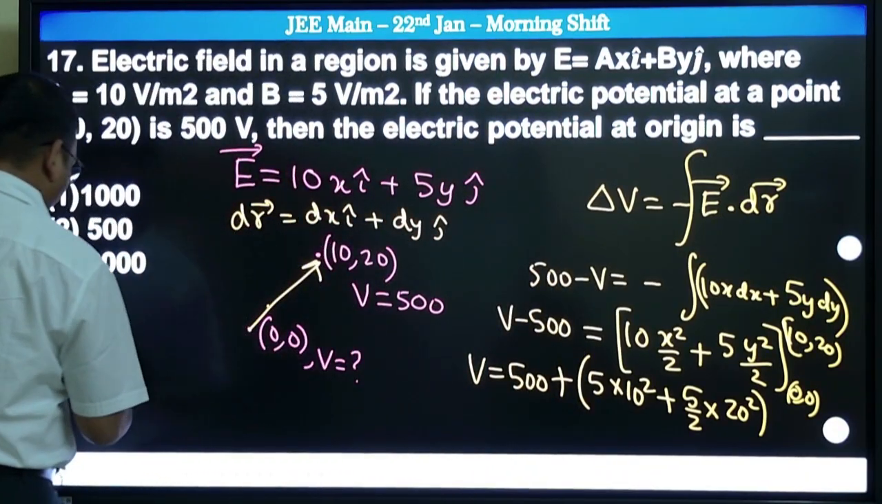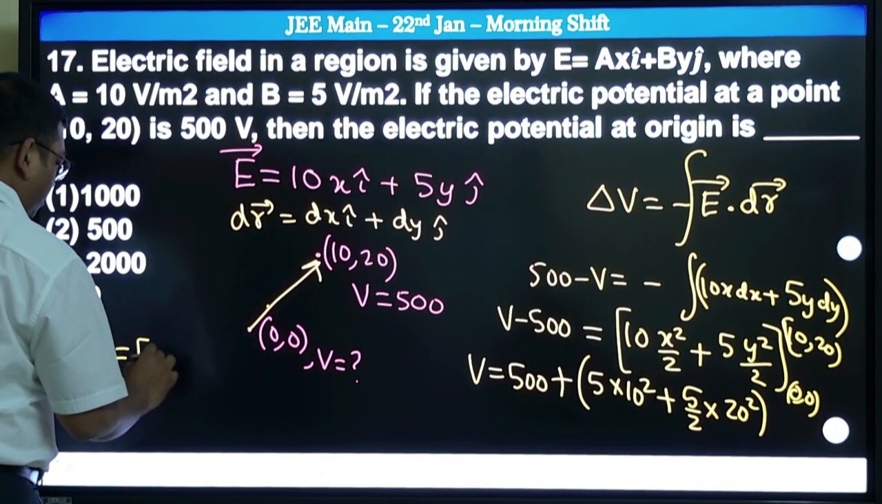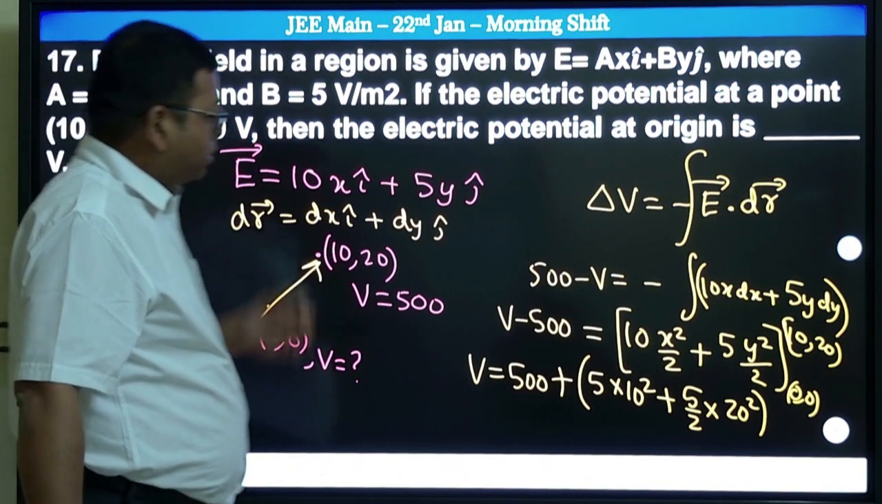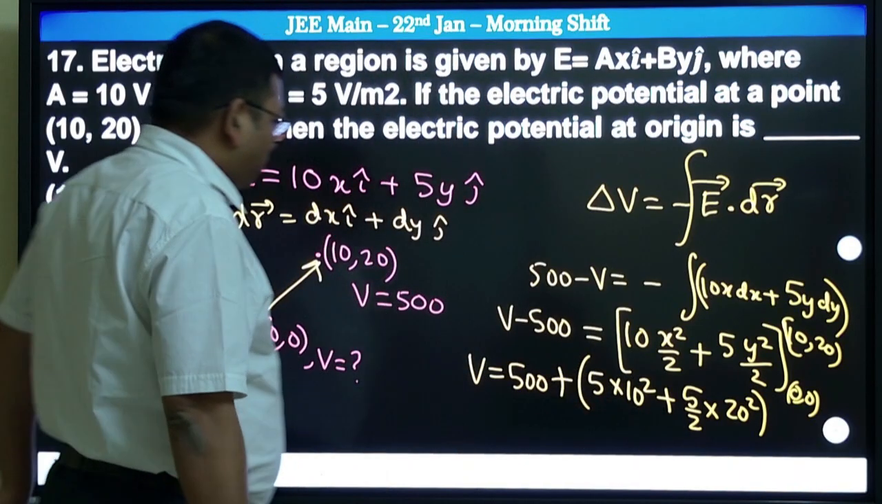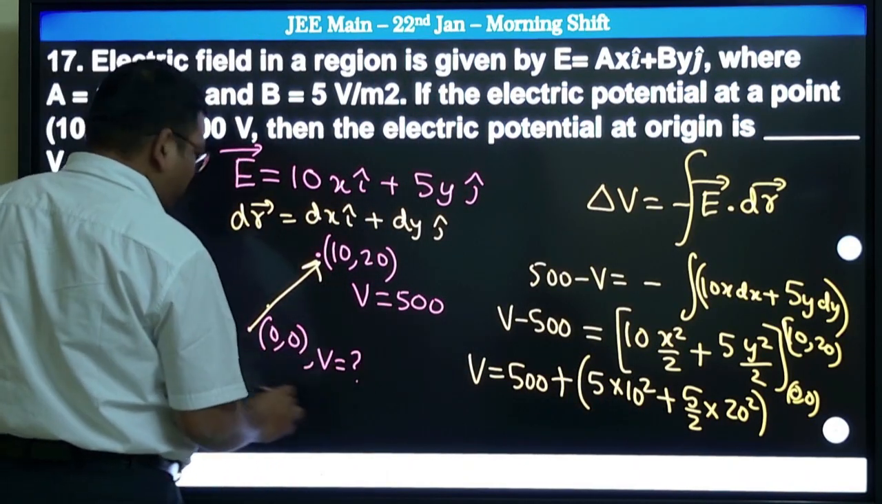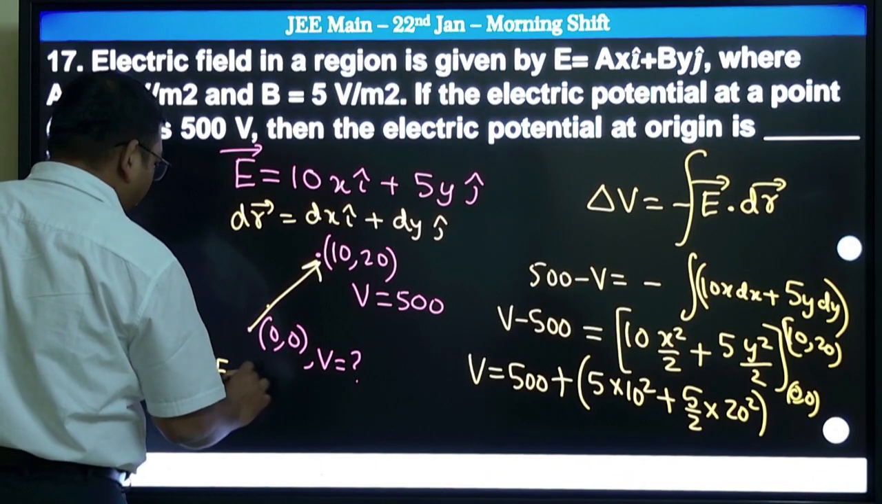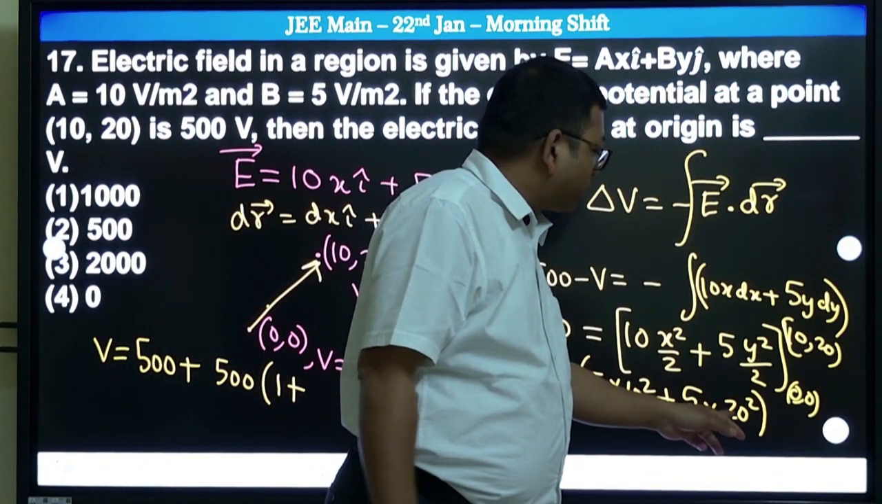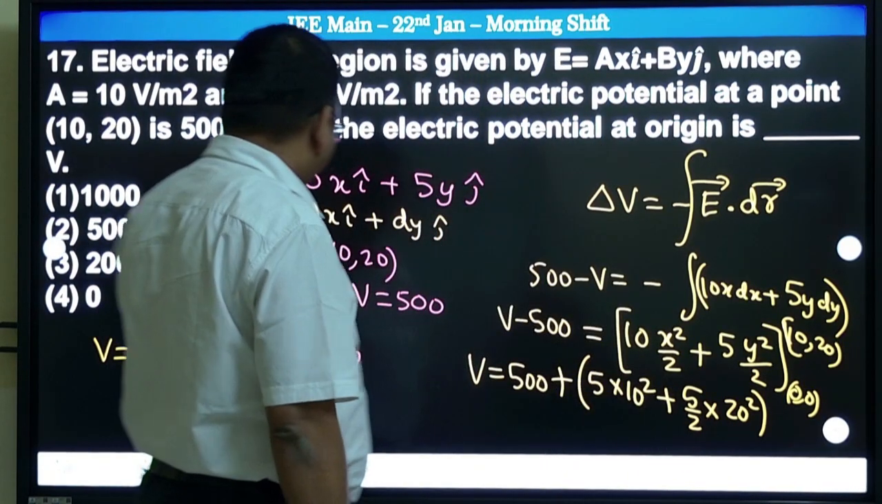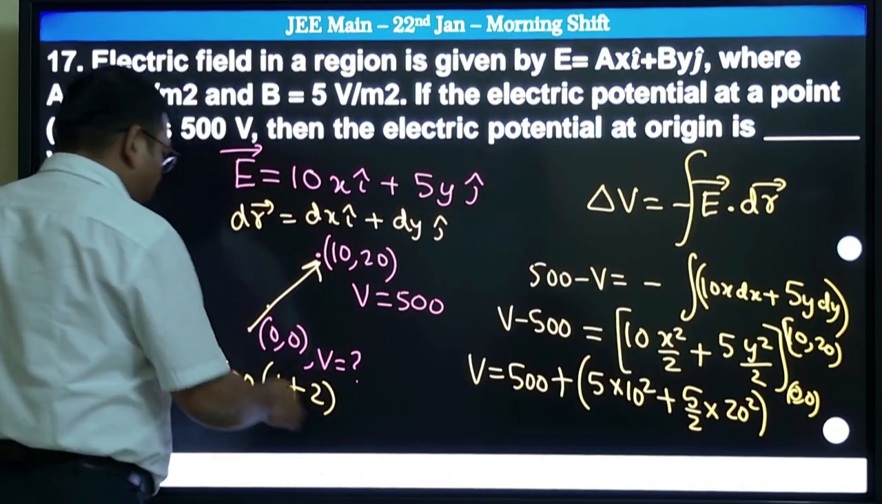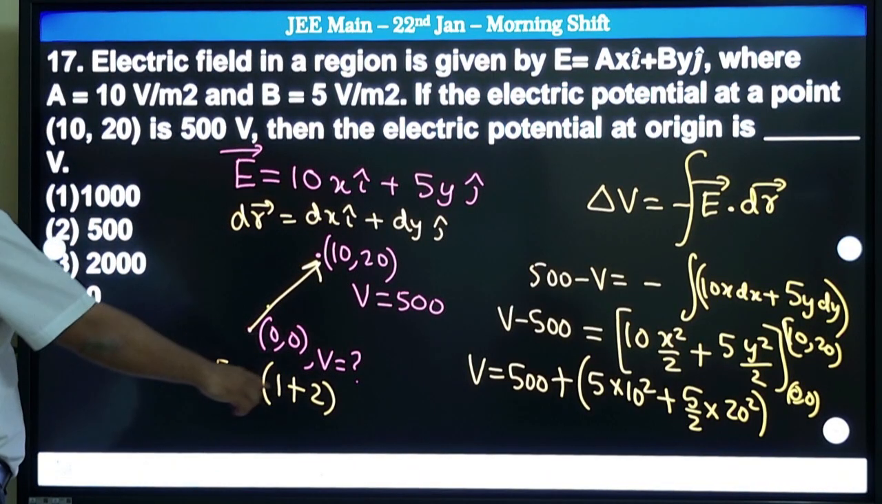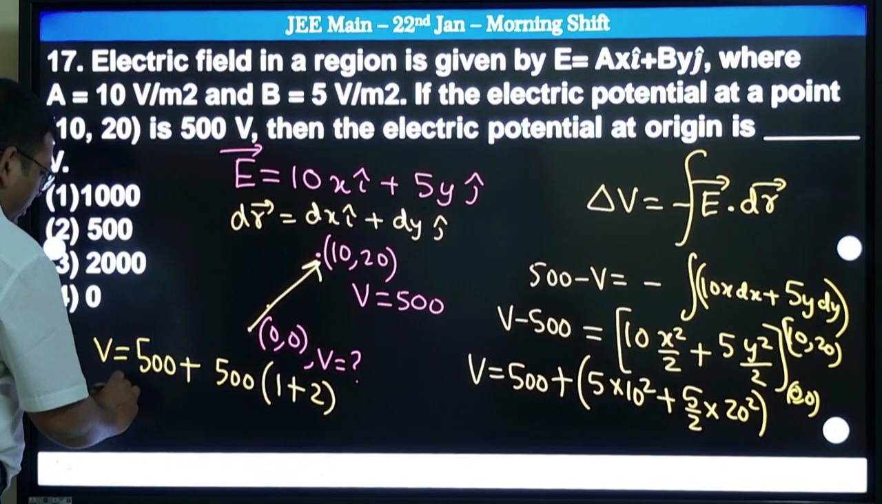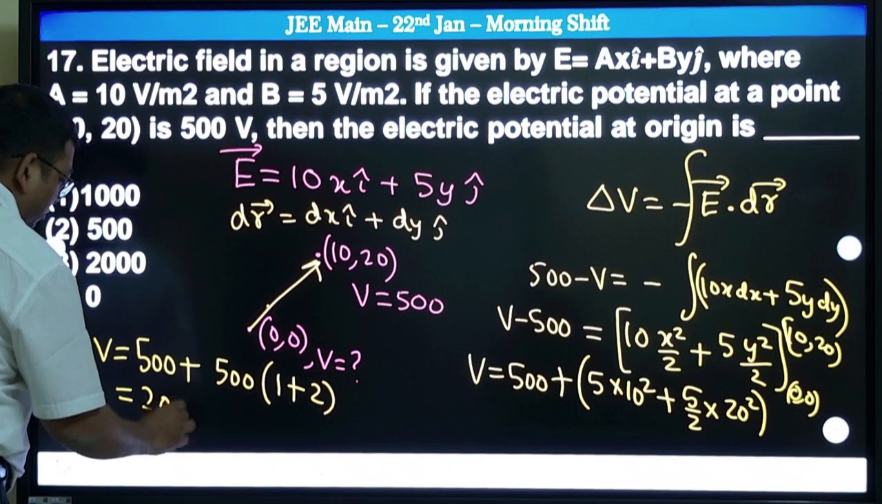So V will become equal to 500 plus, I will take 5 into 10 square common. That means 500 I will take common. So 1 plus this 2 square becomes 4, 4 by 2 is 2. So this is going to be 3. So this becomes 1500. 1500 plus 500, 2000.